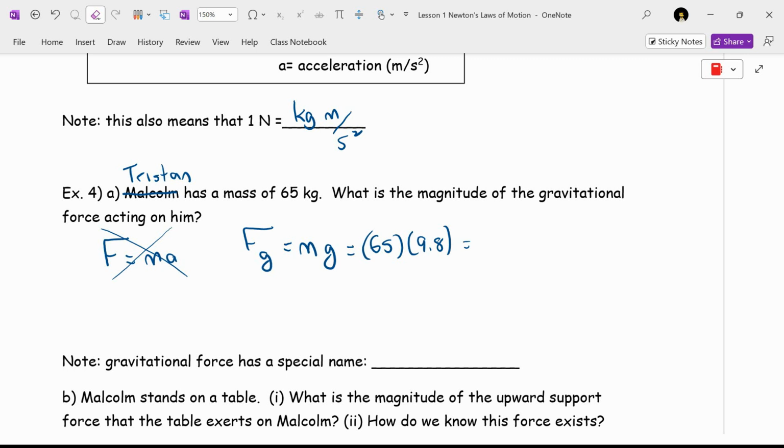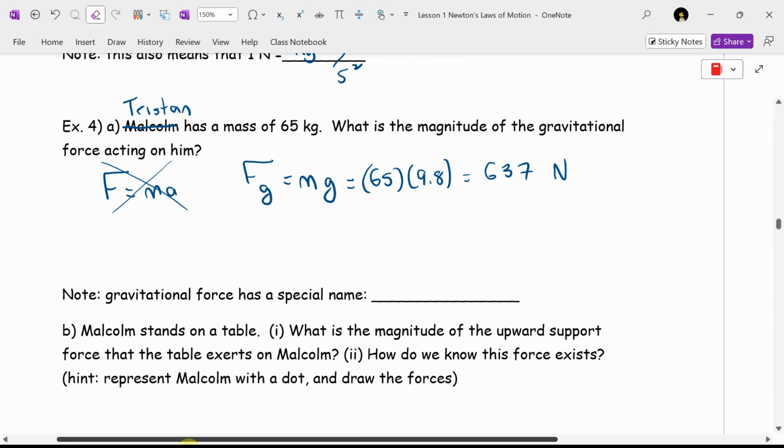Christian, what'd you get? 637 units? Units? It's right up there, except we don't call it a kilogram meter per second squared. What? Sir Isaac Newton. Yeah, a Newton. By the way, gravitational force has a special name. We call it weight.